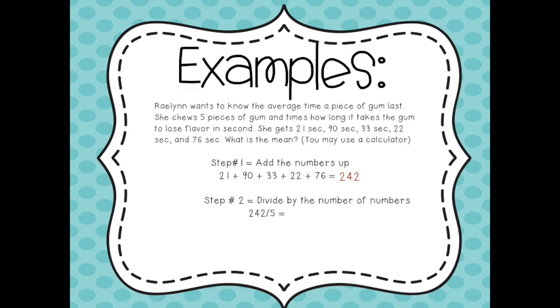So take your calculator or go ahead and divide by hand. 242 divided by 5. I will give you a minute to do that now. Hopefully you got 49. In this instance, we don't need to round because it's already a whole number, but we do need to label. So our answer is 49 seconds is the average time it takes her gum to lose its flavor. All right, let's crack into some median examples.